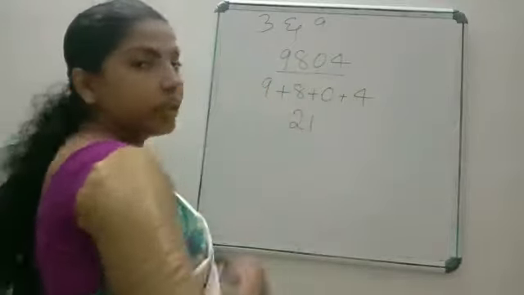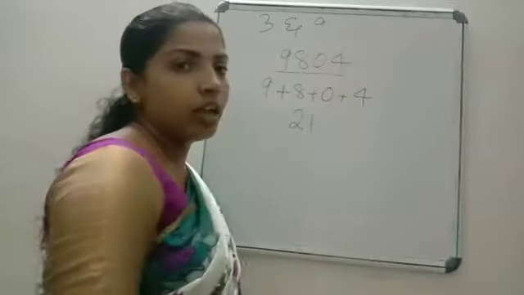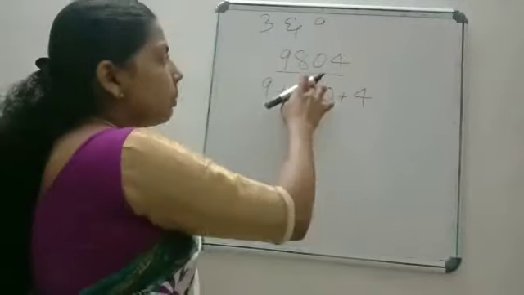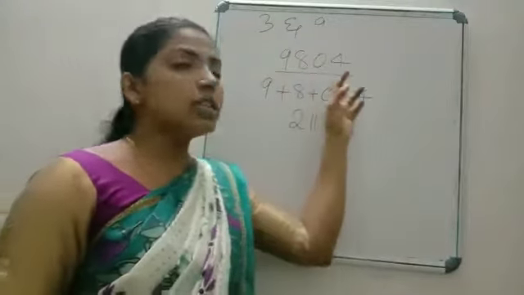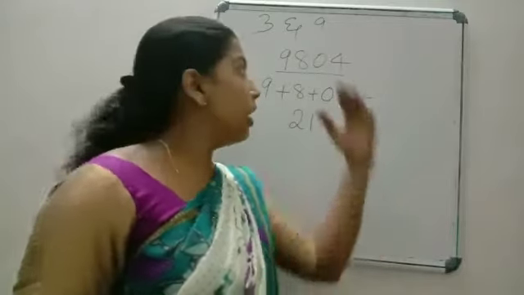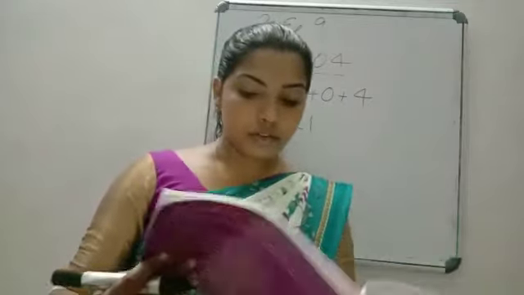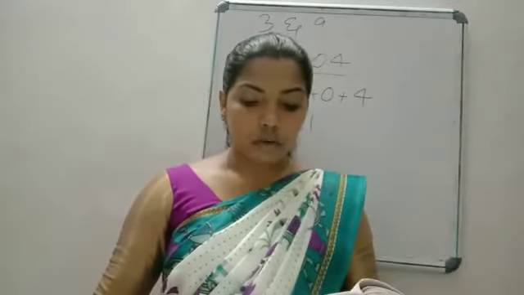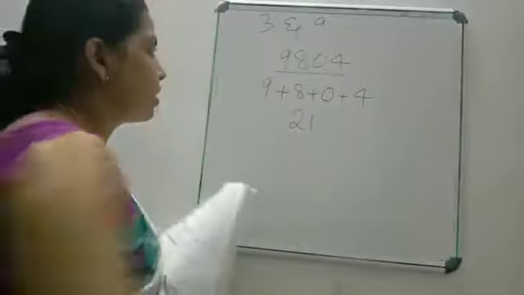Now next it is with 9. This 21 itself. Is 21 divisible by 9? No. So this number is not divisible by 9. So we can say 9804 is divisible by 3 but not divisible by 9. Okay. I hope all of you understood. Now fourth question. Check if the following numbers are divisible by 6.